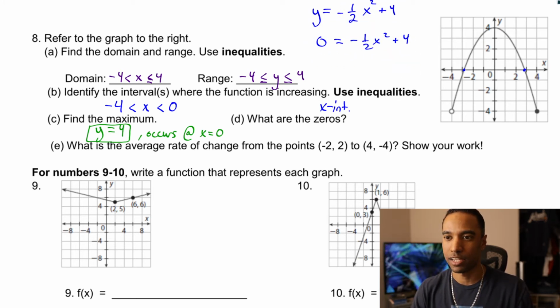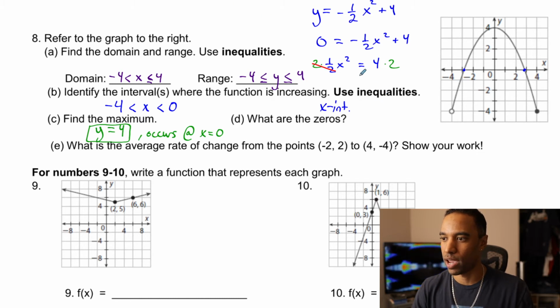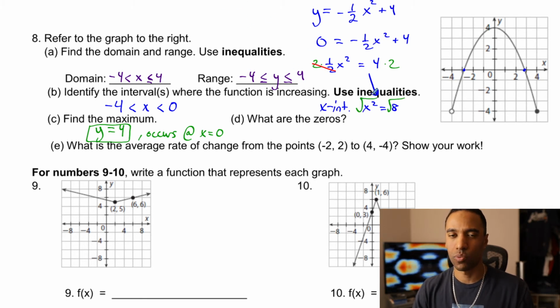So solve for x, I'm going to add 1/2 x squared to both sides. Then I'm going to multiply both sides by 2. And we'll get x squared equals 8. And then we'll take the square root of both sides here. The square root of x squared is the absolute value of x, but I'm just going to turn it into x right now. Just make sure you get plus or minus these guys here.